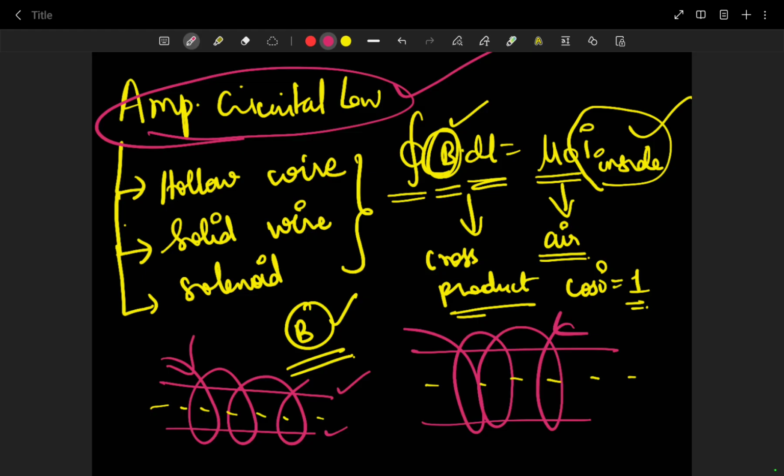Here we can apply it directly because it talks about mu naught I inside. If you mistake this and write just I, it would be wrong. This is I inside, that means inside the loop. Whose loop is this? Ampere's loop. It's an imaginary loop which we create, and then we calculate the net magnetic field across that. So this is it. This finishes your Ampere's circuital law explanation for this chapter.